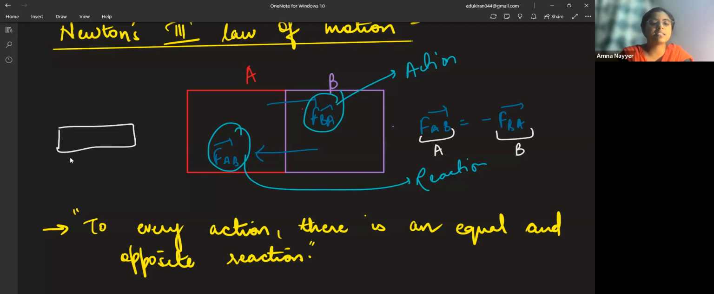For example, this is a body. Downwards, the gravitational force is acting. One force is acting that is balancing it. So they will cancel each other: the normal reaction will cancel the gravitational force. But if a force is acting on one body and gravity is acting on another body, we cannot cancel them. That's why there is no cancellation here, despite having equal magnitude and opposite sign.